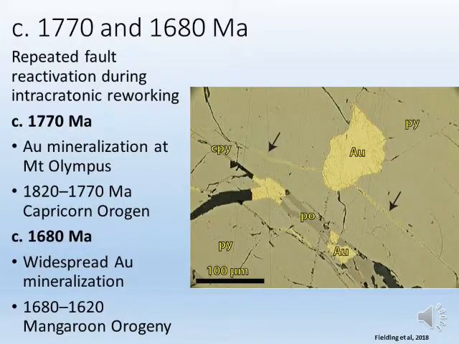So following this main orogenic event, we've got these repeated episodes of intracratonic reworking and fault reactivation, which is remobilizing gold around the place. So at 1770, we've got gold mineralization at Mount Olympus, and this is associated with the final stages of the Capricorn orogeny. And during this time, we're getting a change from dominantly compressional to strike-slip reactivation along the faults. And at 1680, we're getting widespread gold mineralization throughout the whole area and also hydrothermal activity. And this is all associated with reactivation along the major faults during the Mangaroon orogeny.